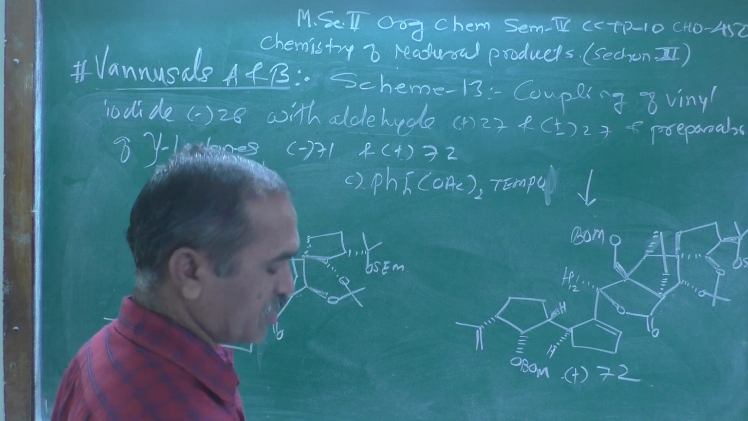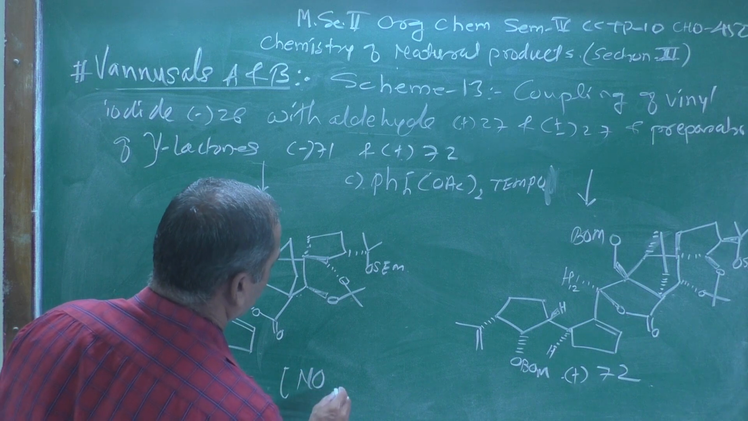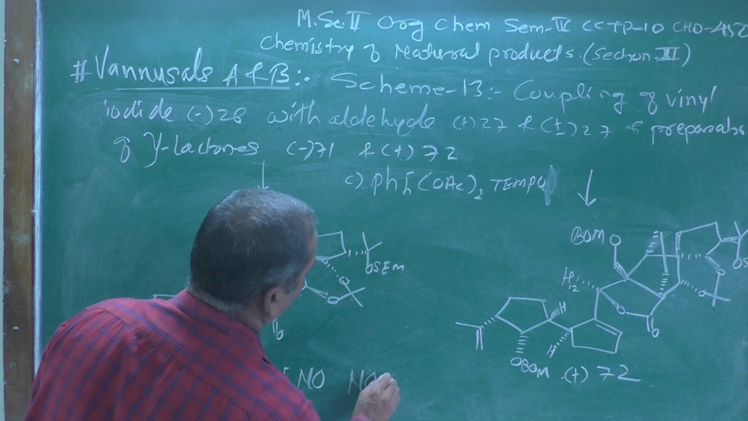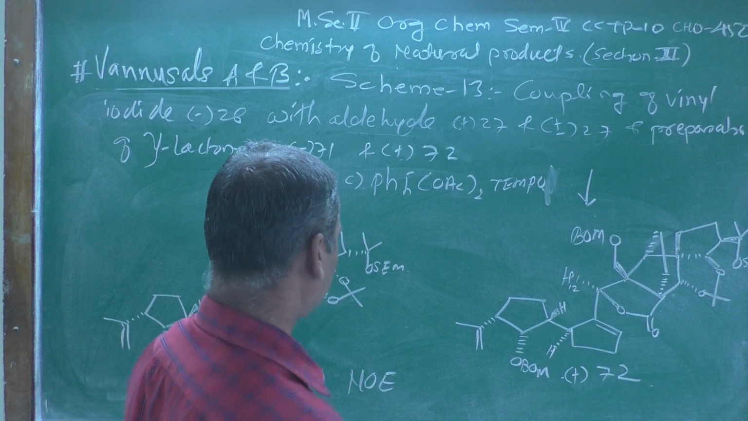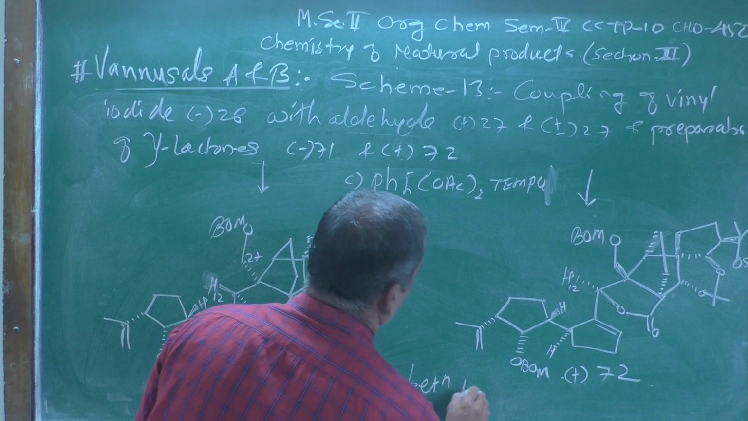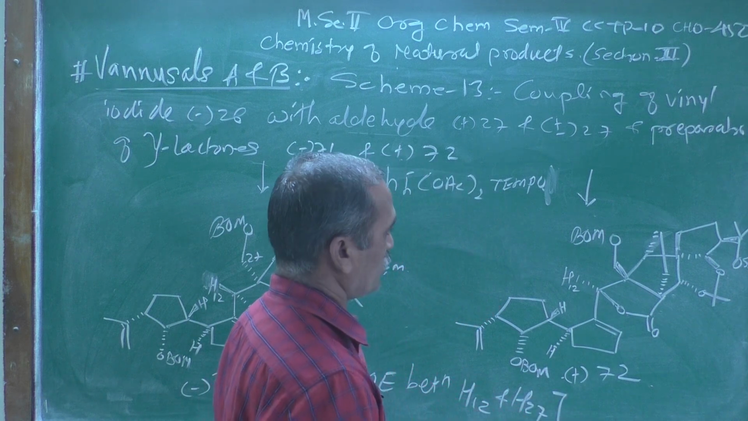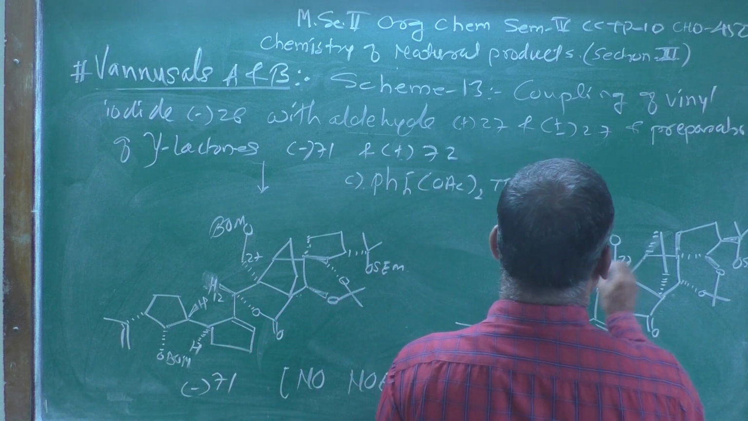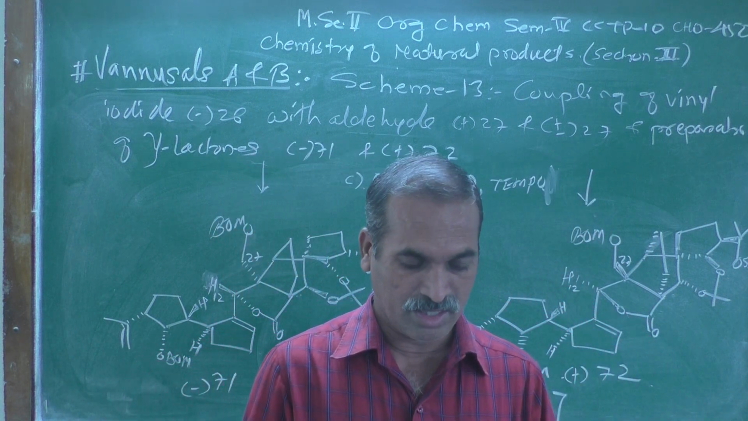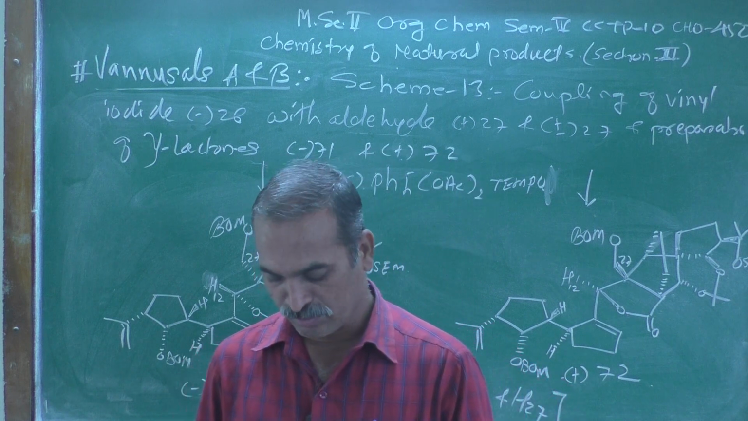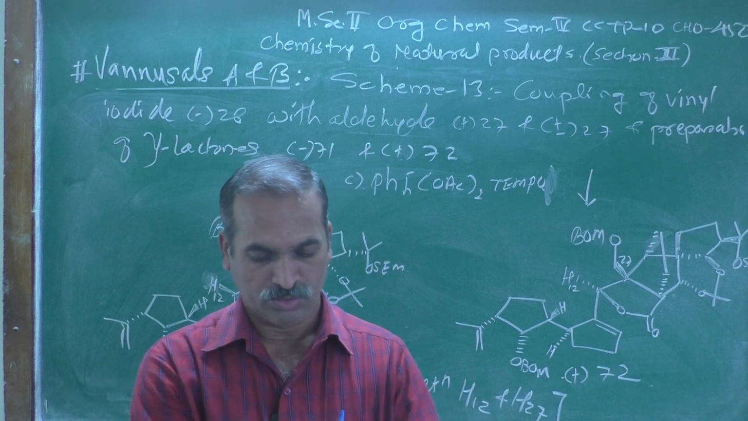And here, what is the noticeable point? Observe here, no NOE is observed between H12 and H27. That is the noticeable point. This is 27. In previous cases we know how NOE is helpful for structure determination, but in this case there is no relationship between these two NOEs.